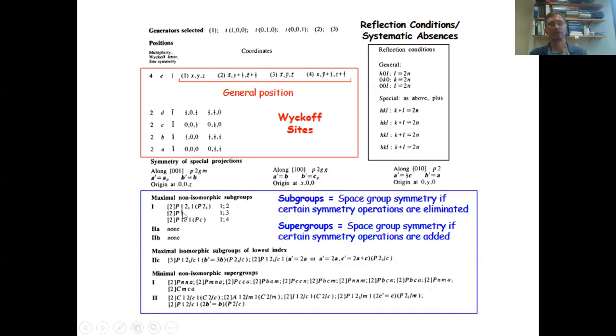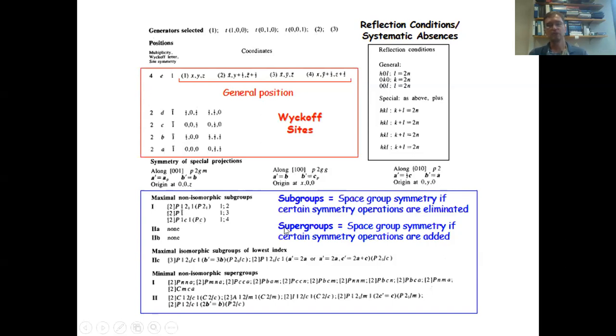P1 is a subgroup because both the screw axis as well as the C glide plane have been eliminated. P1C or PC is a subgroup because the 2-1 screw axis has been eliminated.